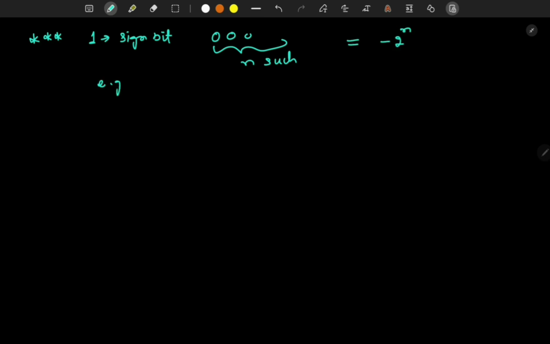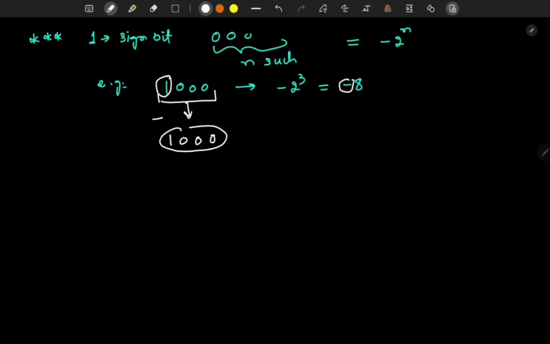For example, if we have 1 and then 3 zeros, the number will be equal to minus 2 raised to the power 3, that is minus 8. As the sign bit is 1, the number is negative, which is consistent with our result. And if we take the 2's complement of this whole number, it will be 0, 0, 0, 1, and this is equal to 8. So the magnitude will be 8. Now, if we take another example, 1, 0, 0, 0, the number will be equal to minus 2 raised to the power 4, that is minus 16.